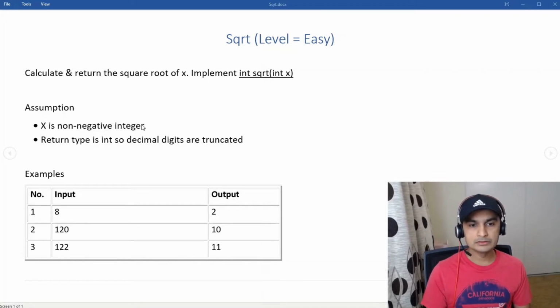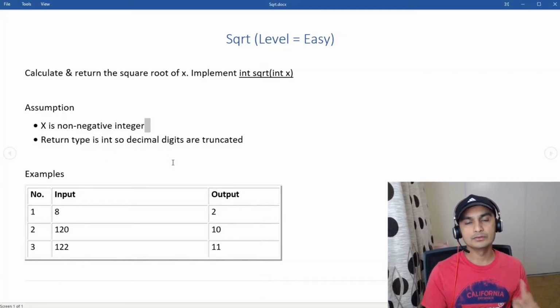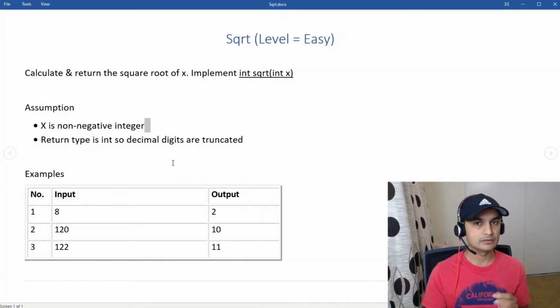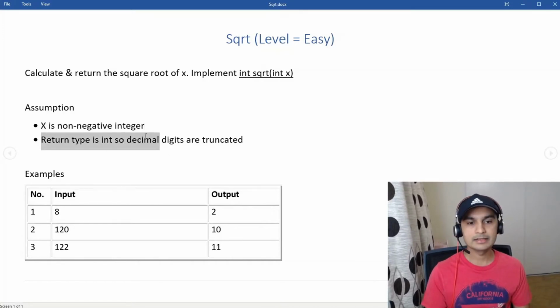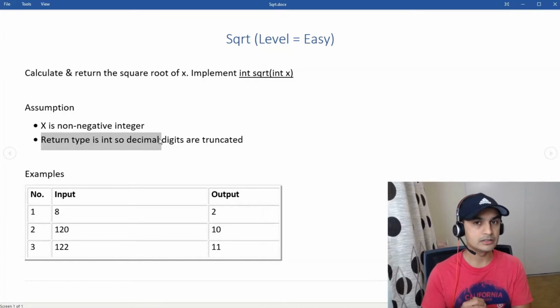There are a couple of assumptions that we can take. The first one is x is a non-negative integer, so our input is non-negative. And the second one is, since our return type is integer, we can ignore the decimal part of it.